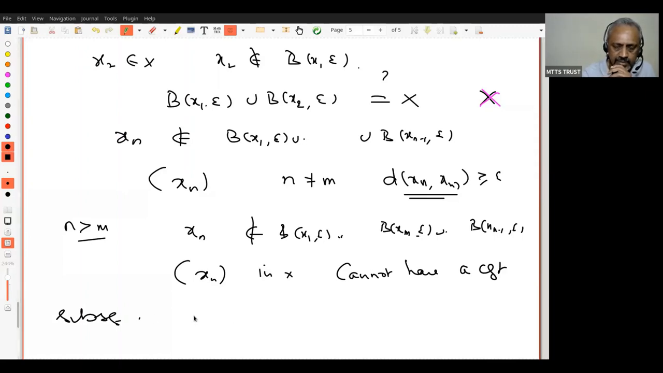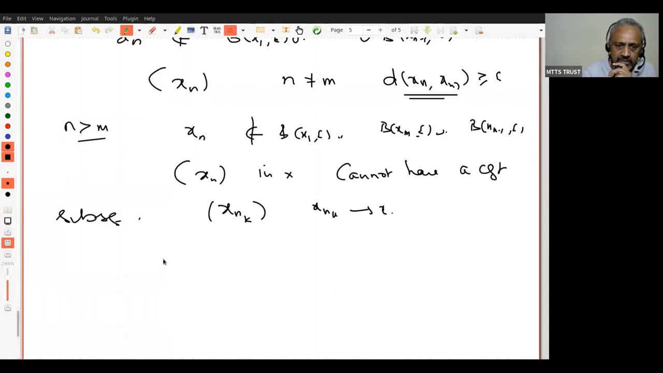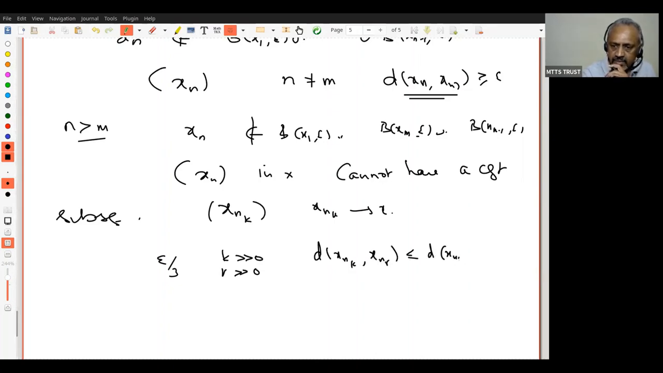Yeah, do you understand why? If it has a convergent subsequence, let us say x_{n_k}, and assume x_{n_k} converges to x, then I have a problem. Take, let us say, epsilon by 3. Then for k very large and r also very large, what is the distance between x_{n_k} and x_{n_r}? This will be less than or equal to the distance between x_{n_k} and x plus the distance between x and x_{n_r}. But each one of them will be less than epsilon by 3. That is equal to 2 epsilon by 3.